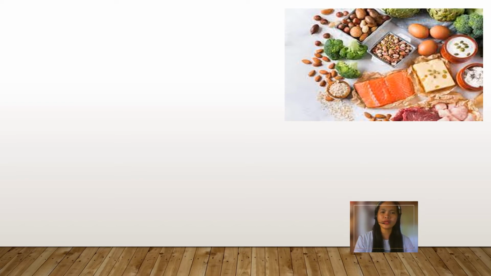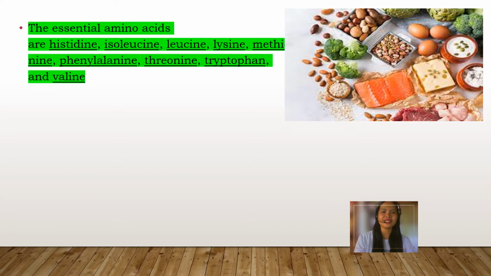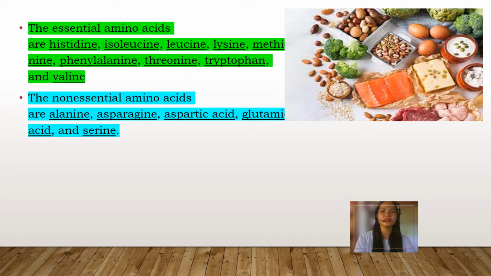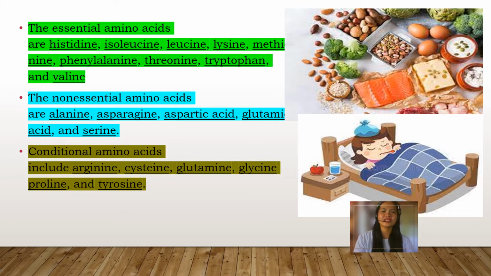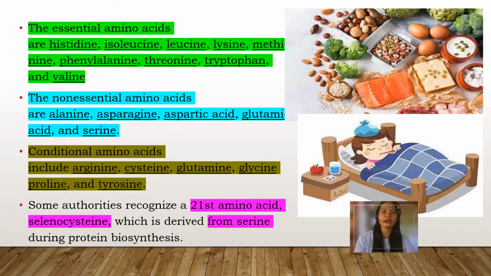9 of these amino acids are considered essential, so they must be consumed in the diet, while 5 are considered non-essential, in that they can be made by the human body. The remaining 6 protein-building amino acids are conditional, being essential only at certain life stages or in certain disease states. Some authorities recognize the 21st amino acid, selenocysteine, which is derived from serine during protein biosynthesis.